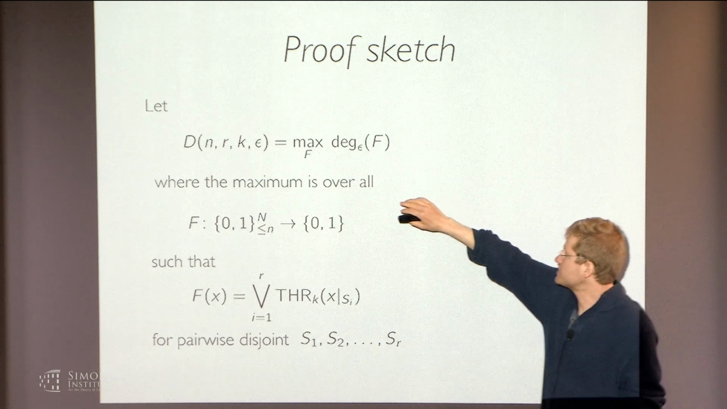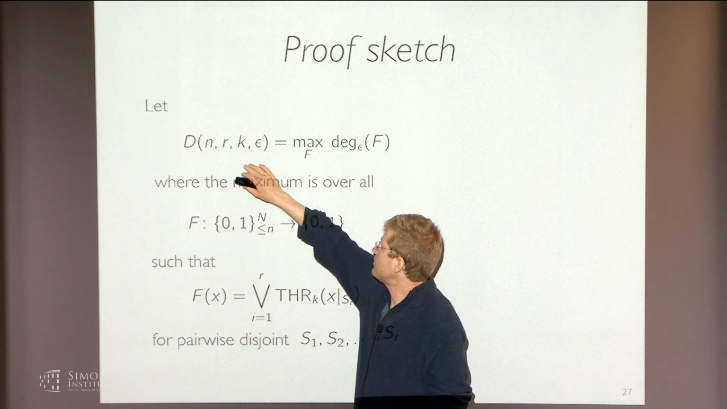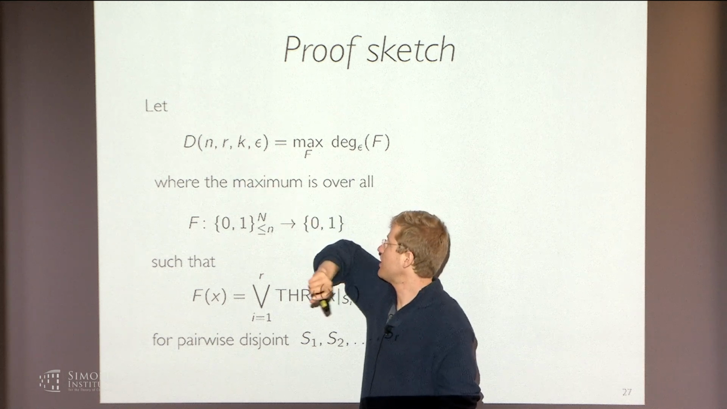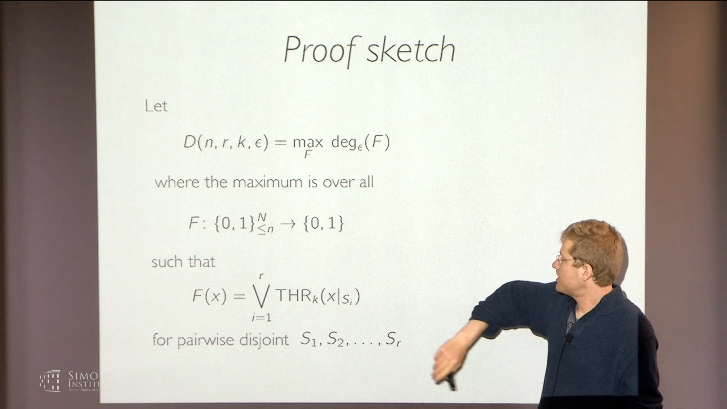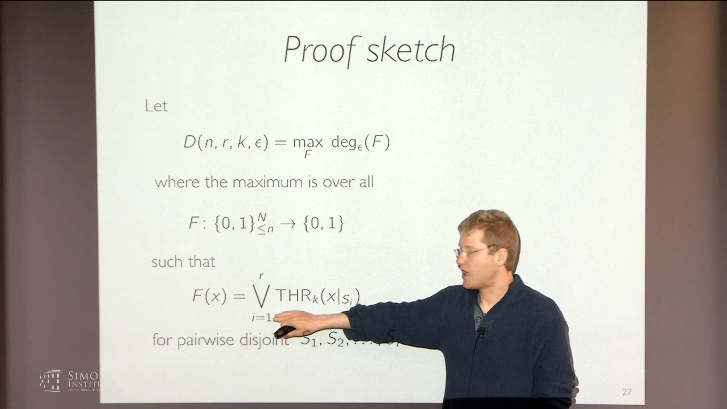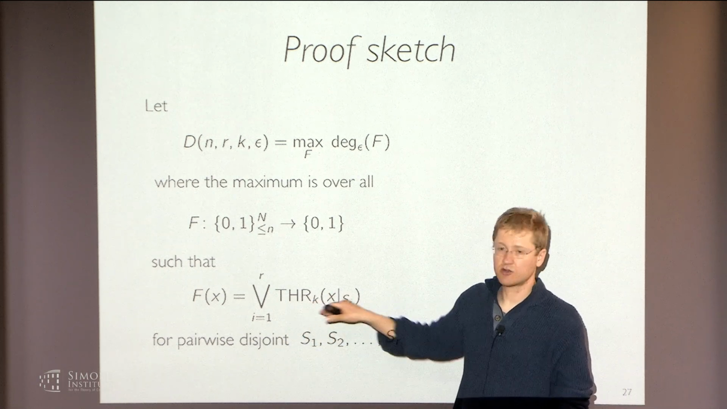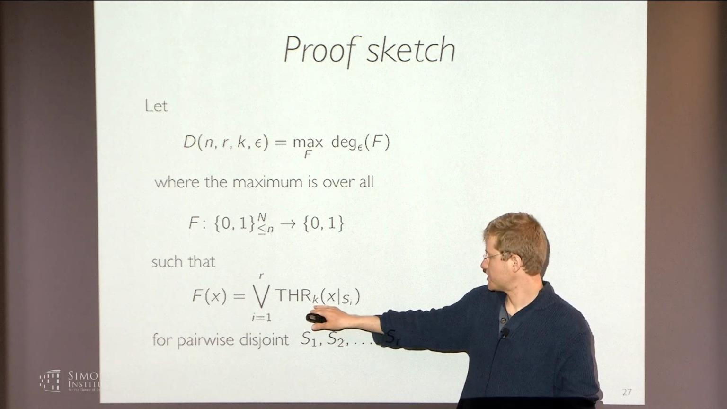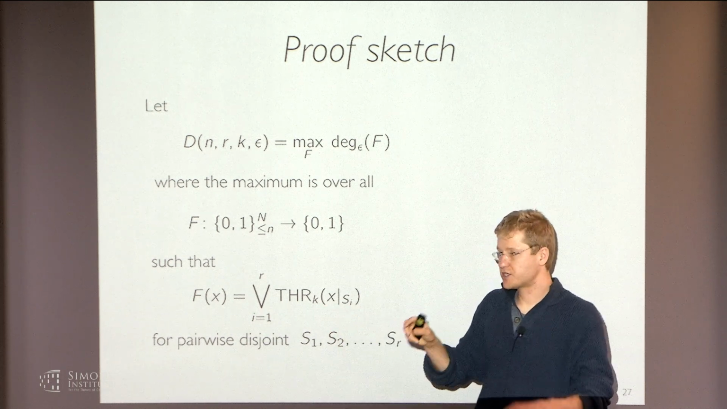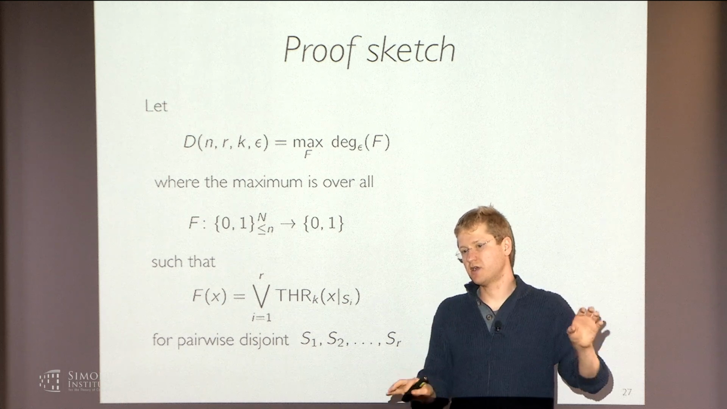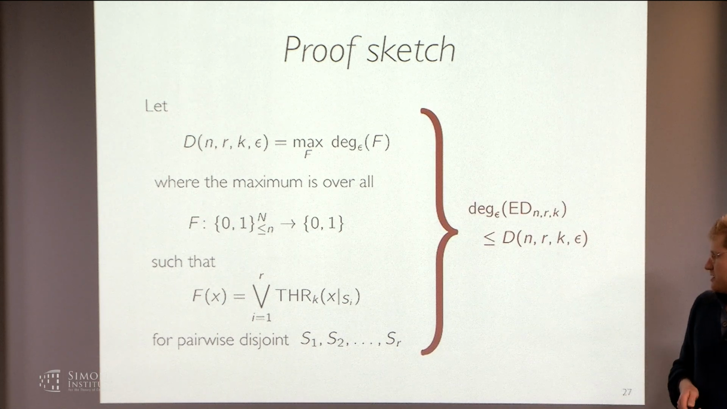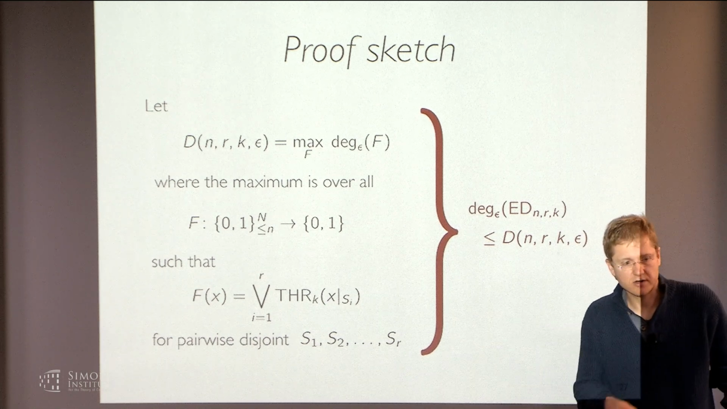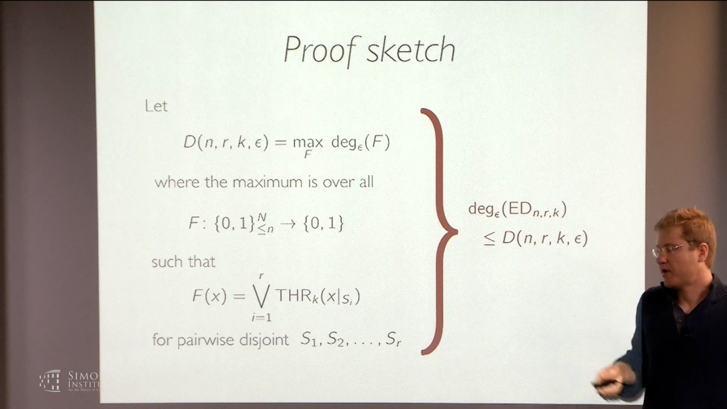Again, we're going to define this parameterized quantity d of n, r, k, and epsilon. So it's the maximum of all functions that can be expressed as the disjunction of r parts. Each part is a threshold predicate with the threshold parameter set to k, and the threshold predicates are applied to disjoint sets of variables. So this is a generalization of element distinctness. And the size of the underlying universe can be unbounded.